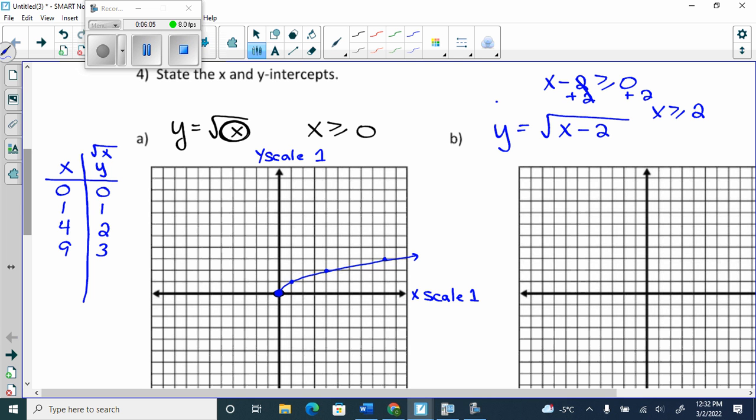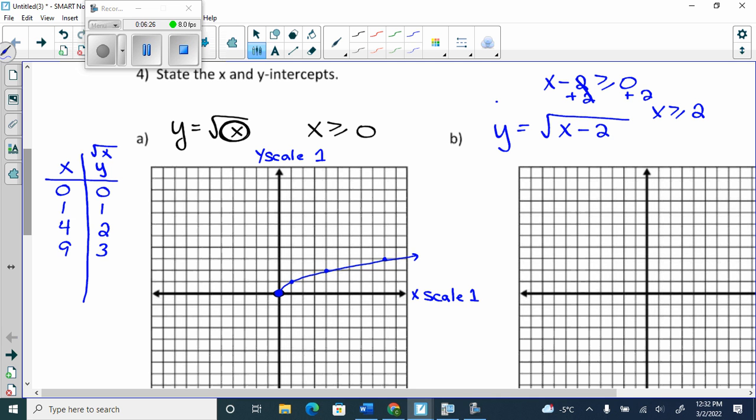What's the only transformation that's happened in B? Horizontal translation to the right. We agree? So if I take this entire graph and move it to the right, it's just going to change my domain to be greater than or equal to 2. Will it change my range at all? No, it'll still be greater than or equal to 0.